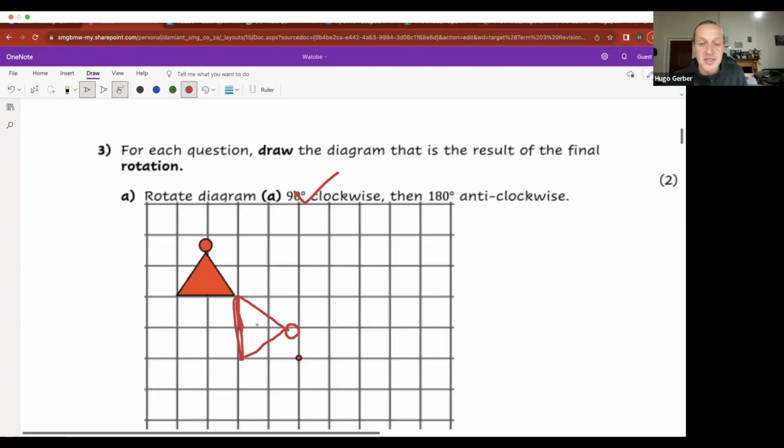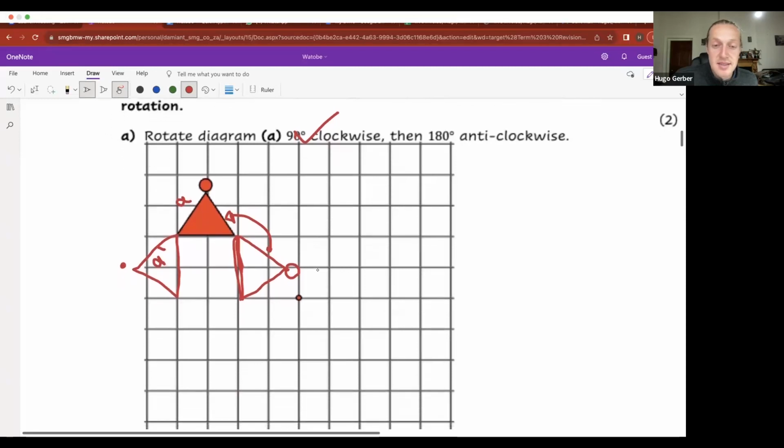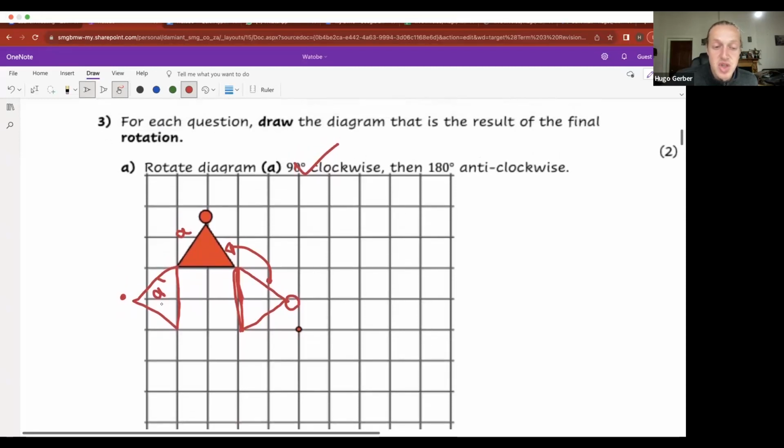Now, 180 degrees anti-clockwise means it's going to go from where it is now back to where it was, and then it is going to go around again, like that. So if this is shape A, then this will be A prime, because this is the answer to what they asked. And this is the shape that we have derived from the original. The original is always A, and what we then create from the original is A prime.